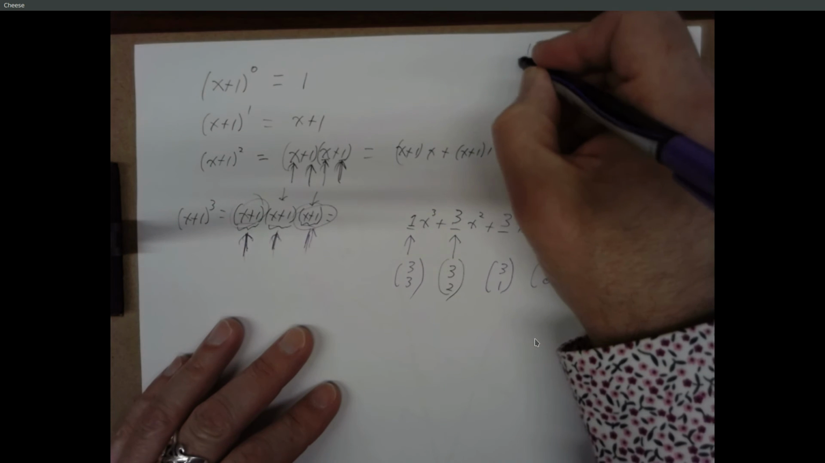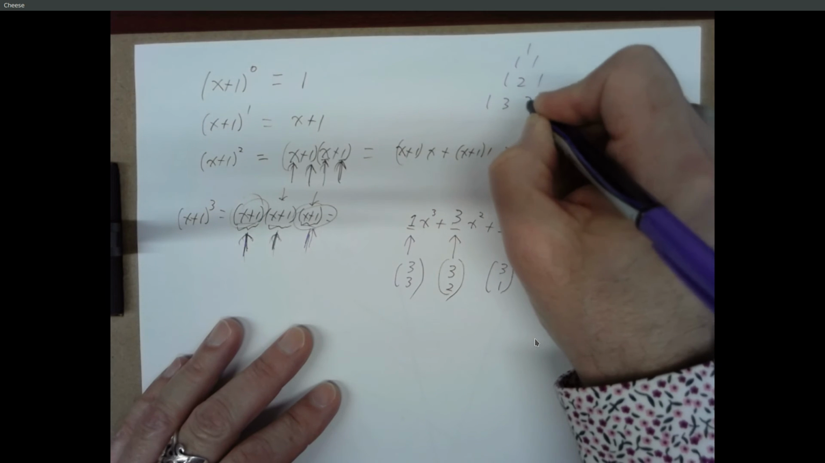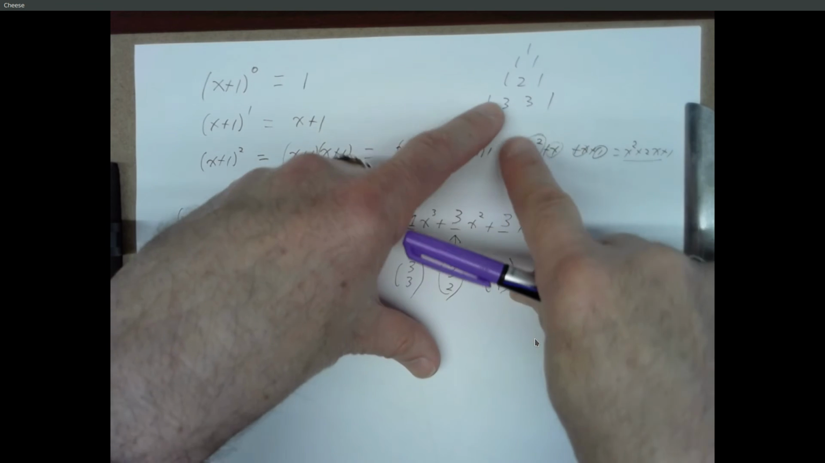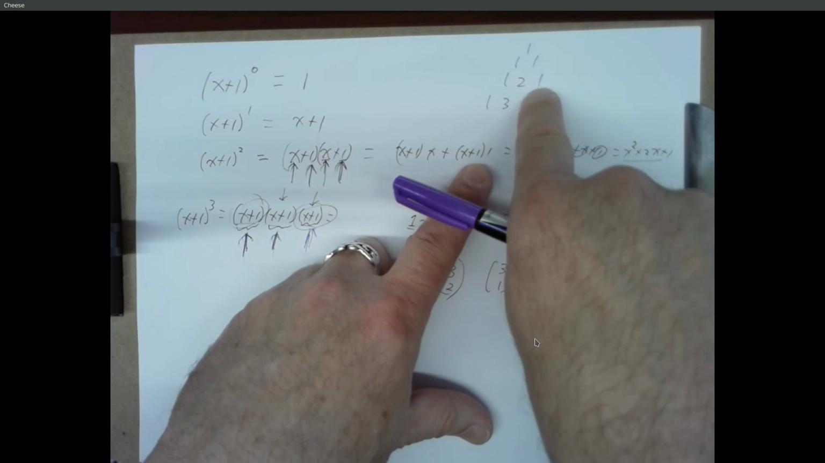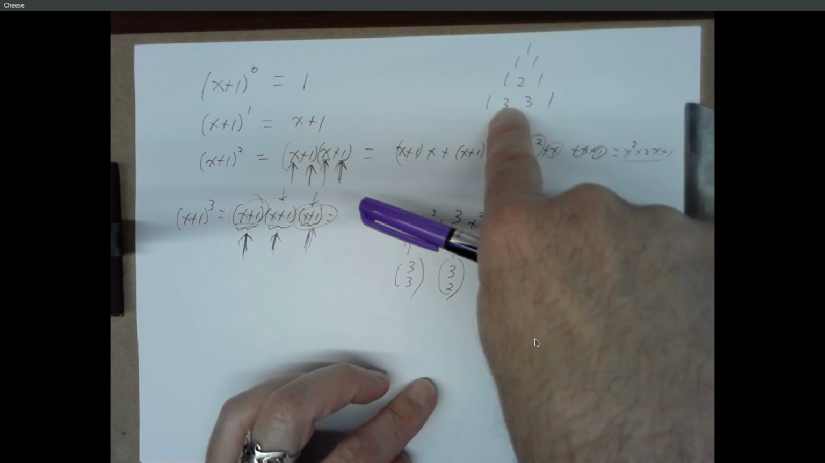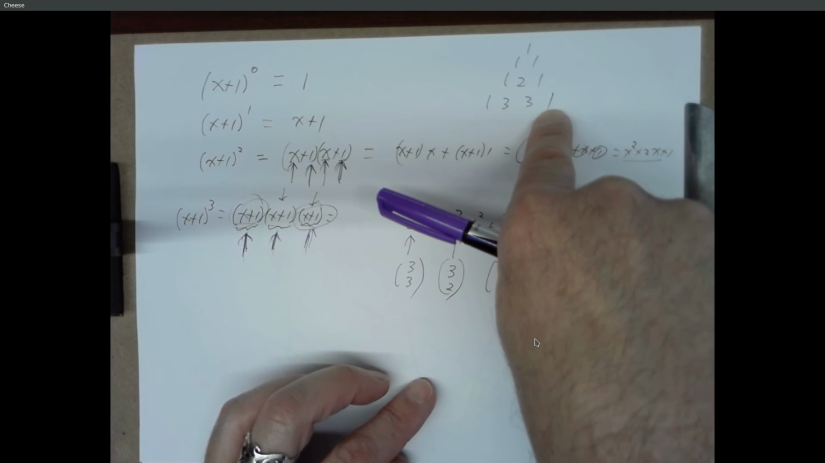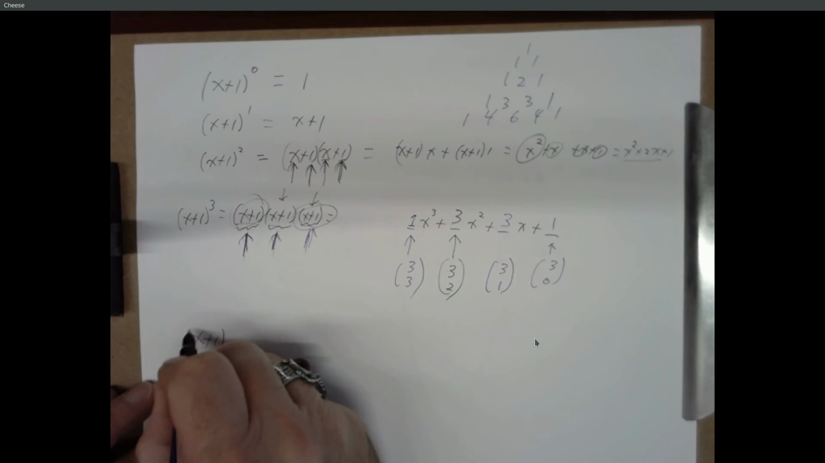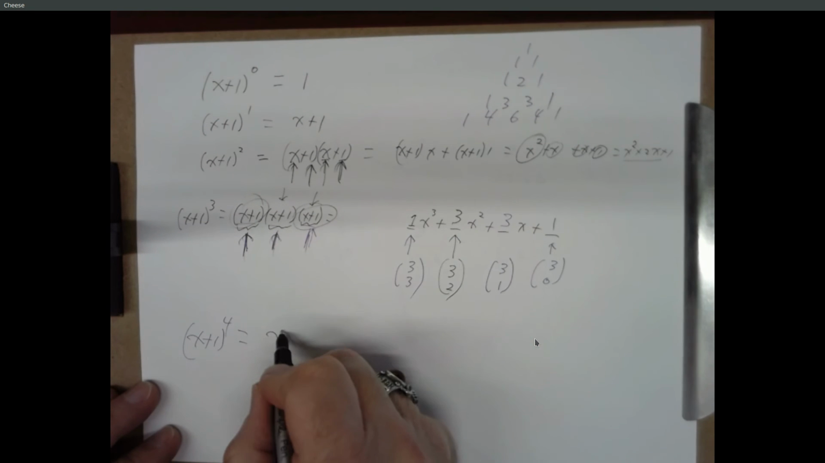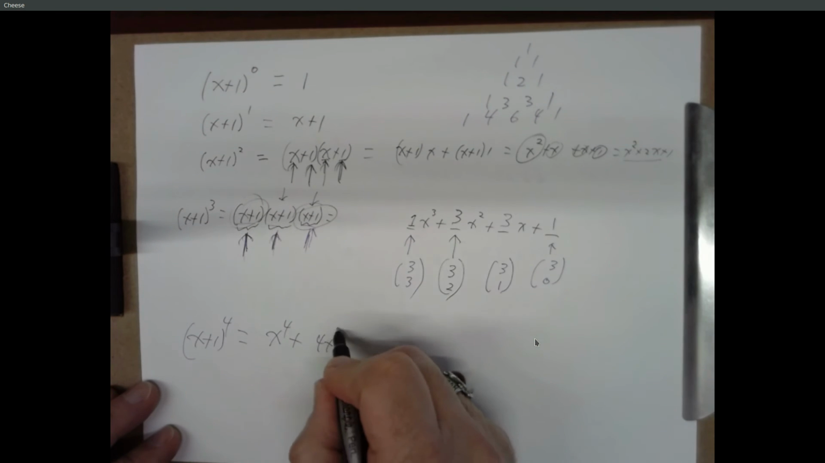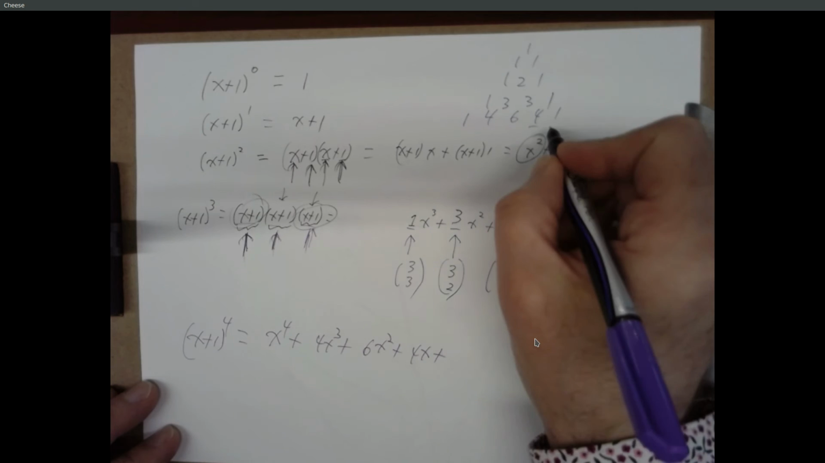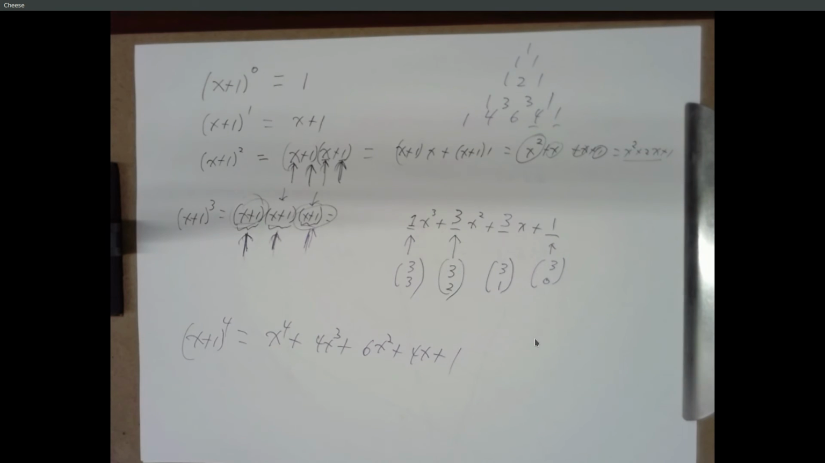And so Pascal's triangle, right, there's 1, there's x plus 1, there's x squared plus 2x plus 1, here's x cubed plus 3x squared plus 3x plus 1. And if we write down the next row, we can hypothesize x plus 1 to the 4th is going to be x to the 4th plus 4x cubed plus 6x squared plus 4x plus 1. And that turns out to be exactly what x plus 1 to the 4th is.